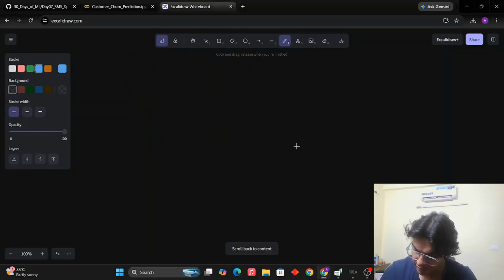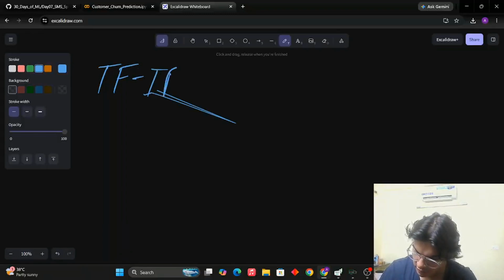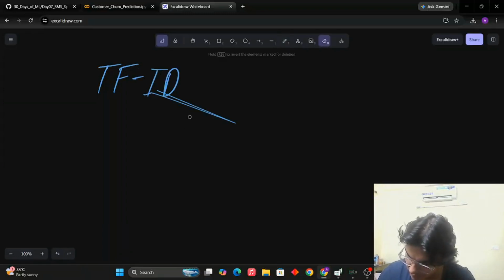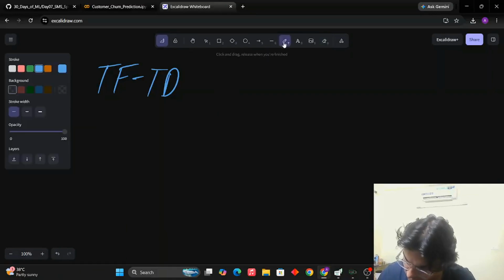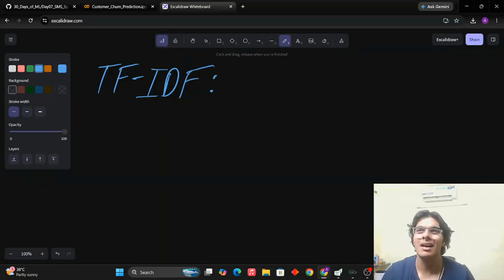Yeah. So TF-IDF. Quickly write it. TF-IDF, the full form is term frequency inverse document frequency. It is basically a mathematical model. You can look at it. So the formula goes something like this.